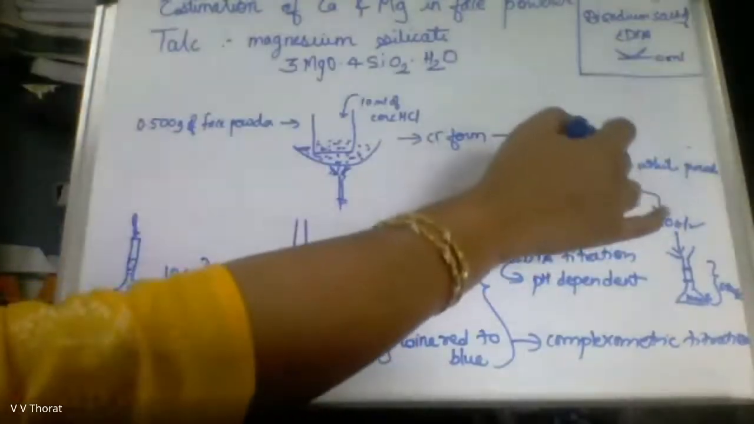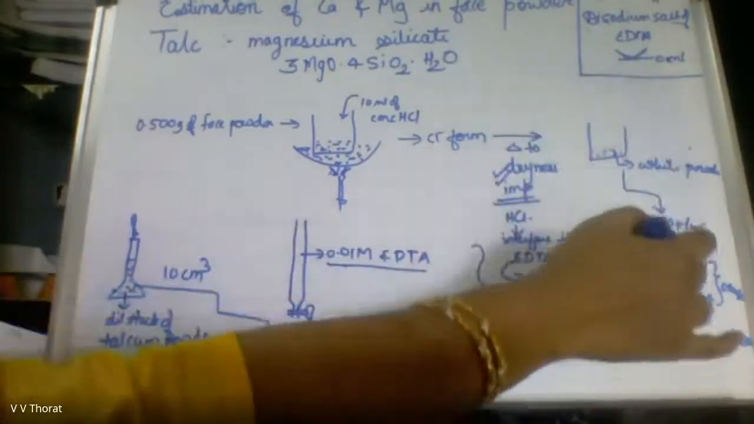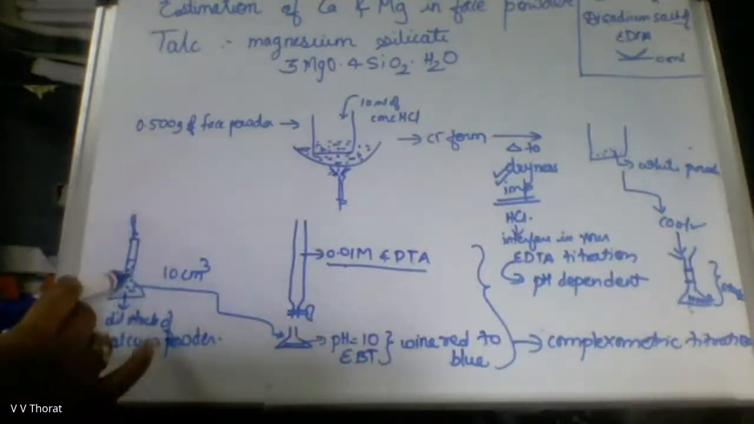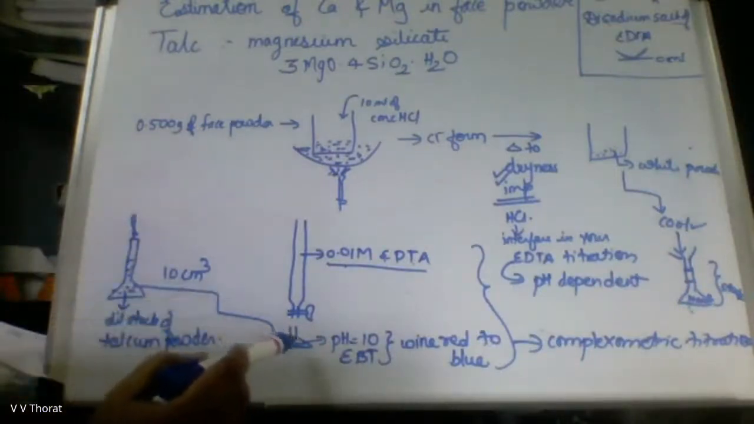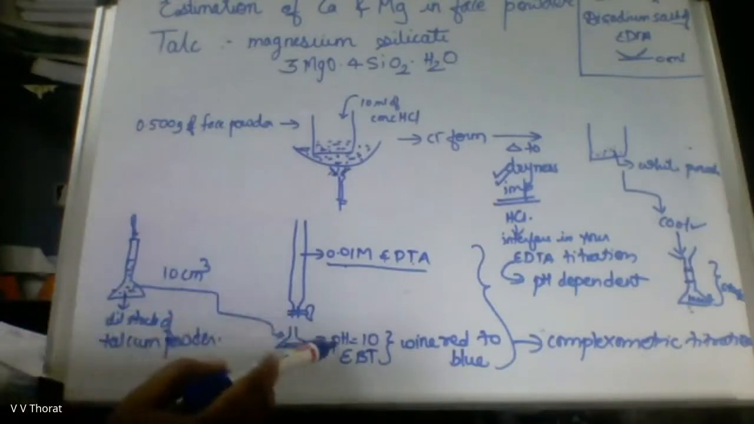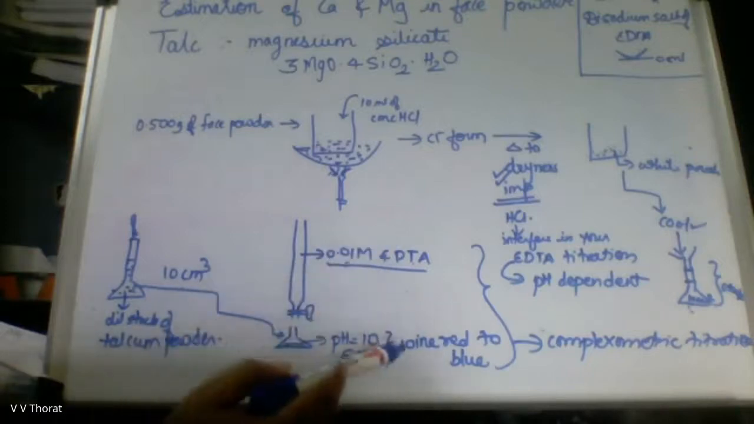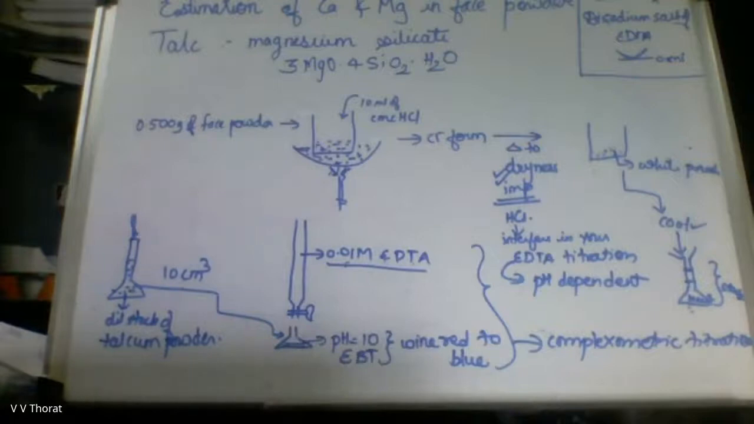Yes, ma'am. So this is, sir will now add water to the powder, dilute and filter and transfer in a 100 ml standard flask. This is your stock. You will pipette out 10 cm cube in a conical flask. And then you will add pH 10 buffer, EBT indicator and EDTA in the burette. The end point will be from wine red to blue. Is it clear? You will understand once you see the demo, okay? So now, one minute.